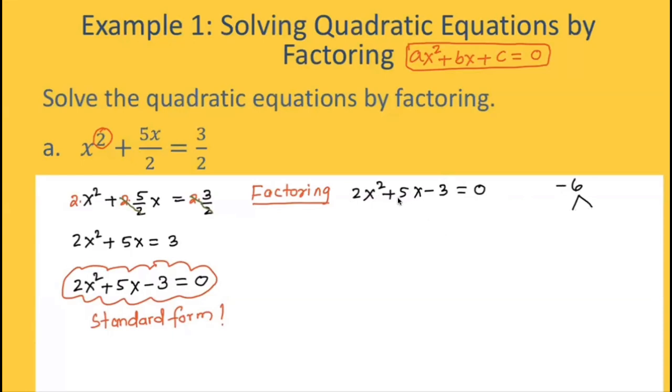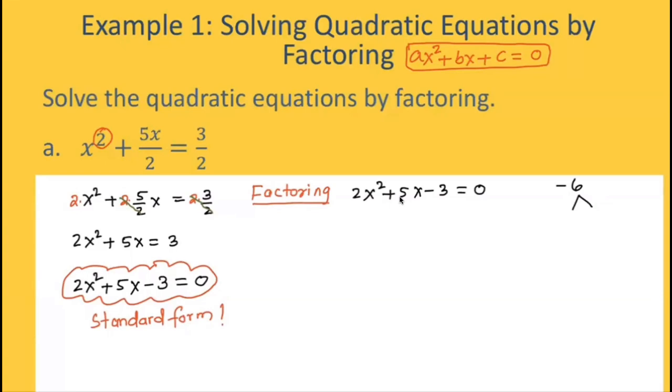A negative 3 and a positive 2? Yeah. Okay, let's think about that. Negative 3 and positive 2, if you multiply, yes, that is a negative 6. But if you add that, is that a positive 5? If you add these two, negative 3 plus 2, is that a positive 5? No. That means these two numbers don't work.